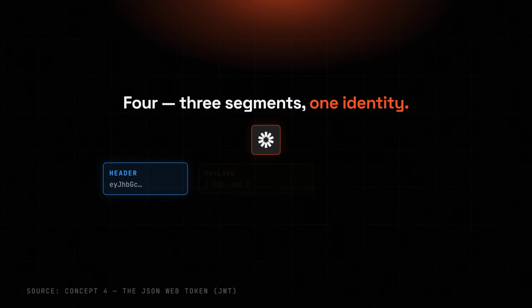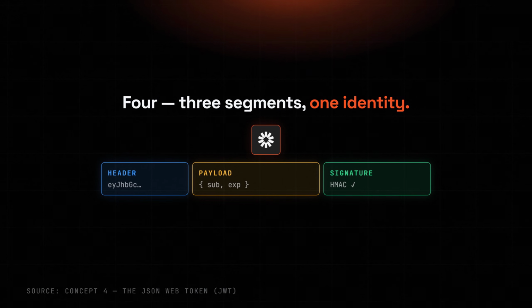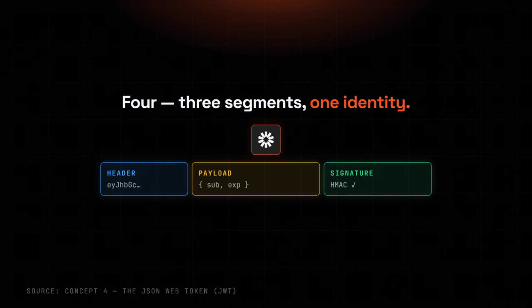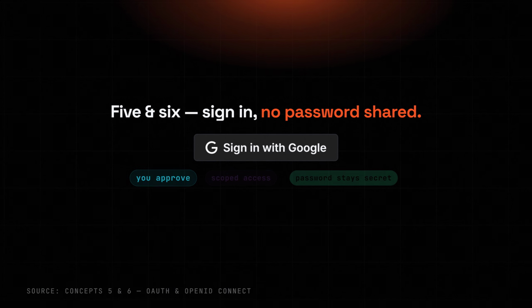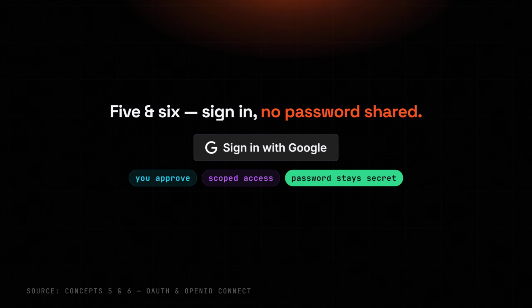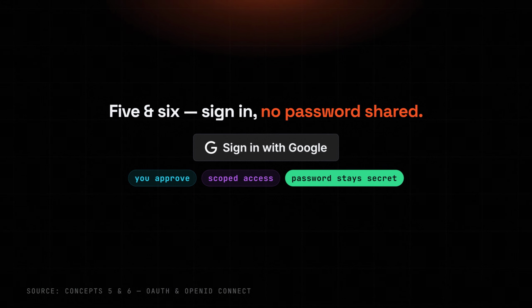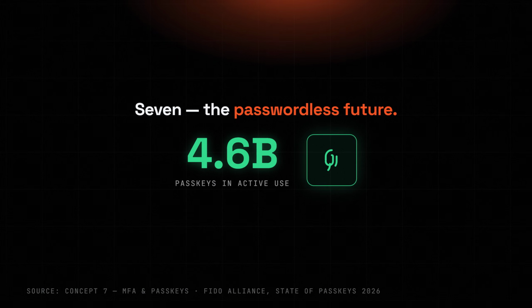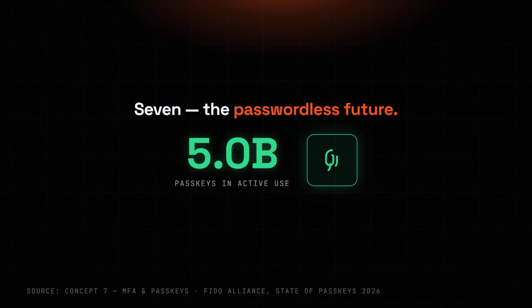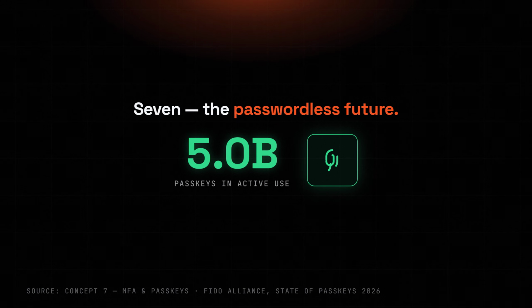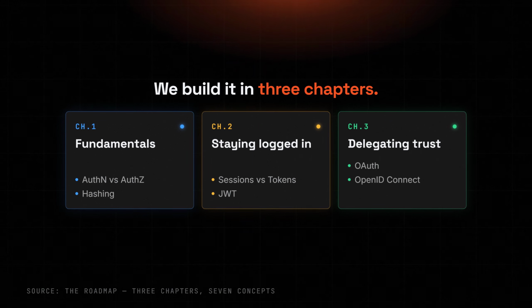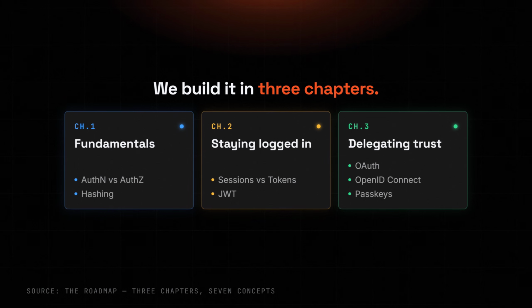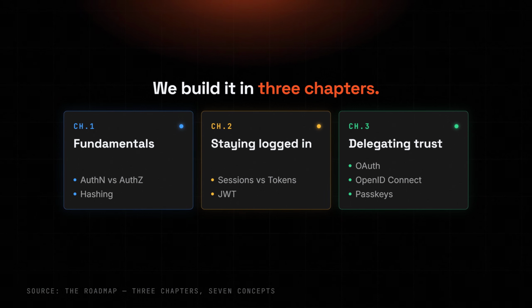4. The JSON Web Token, the JWT. 3 little segments, signed and separated by dots, that a huge slice of the internet now uses to carry your identity between servers. 5 and 6. OAuth and OpenID Connect. Together, these are the reason you can click sign in with Google without ever handing that random third-party app your actual Google password. And 7. Multi-factor and passkeys. There are already more than 5 billion passkeys in active use around the world, and they are quietly, steadily killing the password for good. We will build these 7 up in 3 chapters. First, the fundamentals underneath everything, then how you actually stay logged in, and finally how the whole modern internet learned to delegate trust.